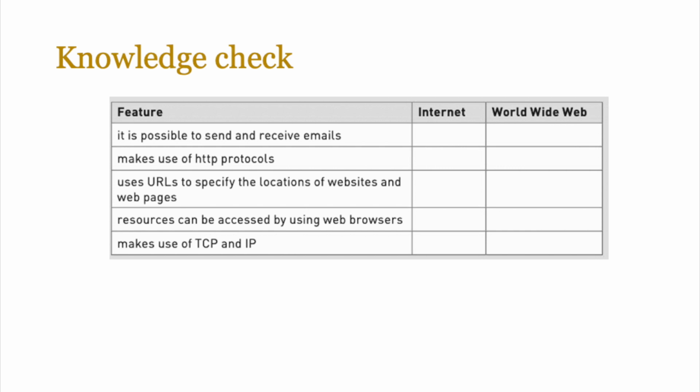Okay, it is possible to send and receive emails. Well, that's quite clearly the internet. Makes use of HTTP protocols. That's the World Wide Web. Uses URLs to specify the locations of websites and web pages. World Wide Web again. Resources can be accessed by using web browsers. World Wide Web again. Makes use of TCP and IP. That's quite clearly the internet, because those are fundamental communications protocols that form the basis of the internet.